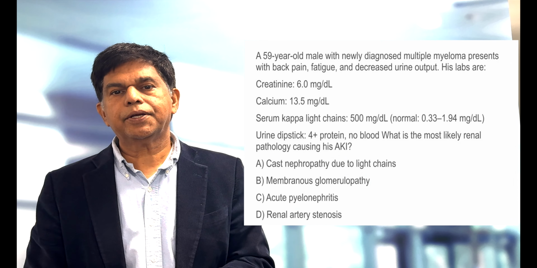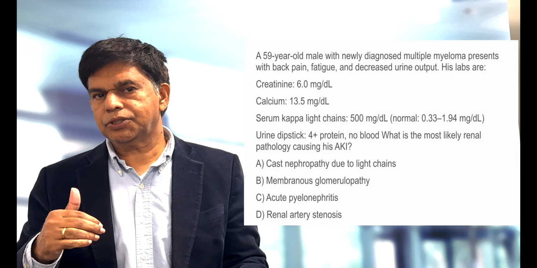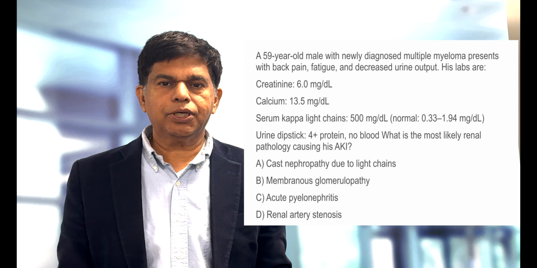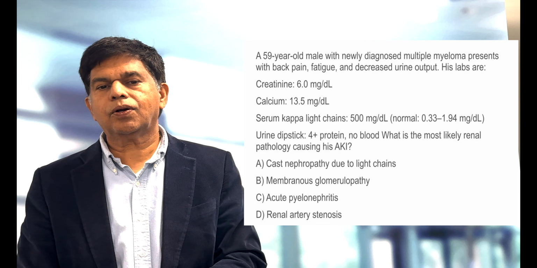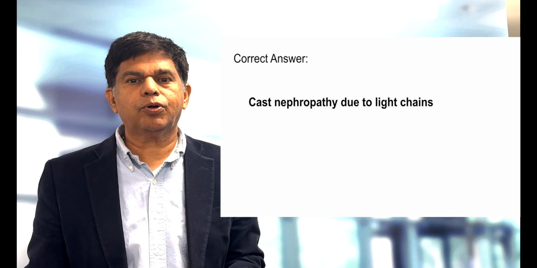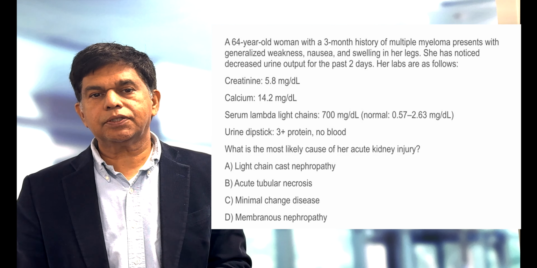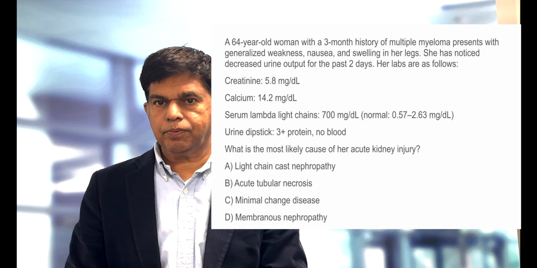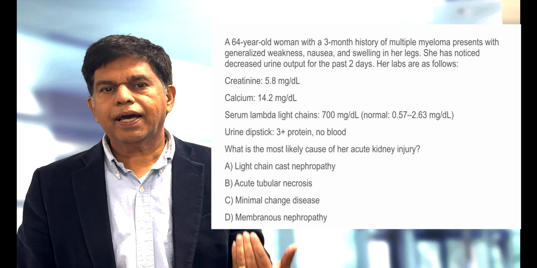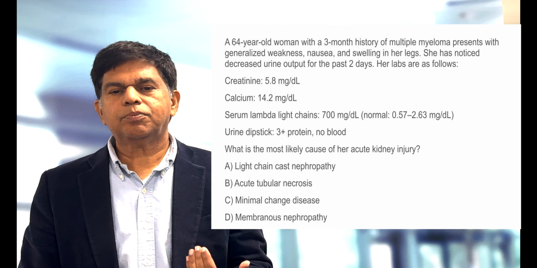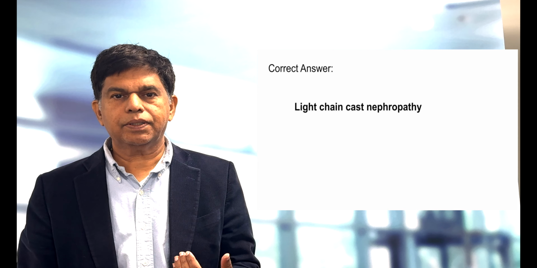Another question: a 59-year-old male with newly diagnosed multiple myeloma, back pain, fatigue, creatinine high, calcium high, serum light chains high. What is the most likely renal pathology causing this AKI? Again, cast nephropathy due to light chains, okay? That is the answer. And one more question: a 64-year-old woman with a 3-month history of multiple myeloma, renal failure, calcium high, light chain high. What is the most likely cause of acute kidney injury? Again, light chain cast nephropathy, okay?